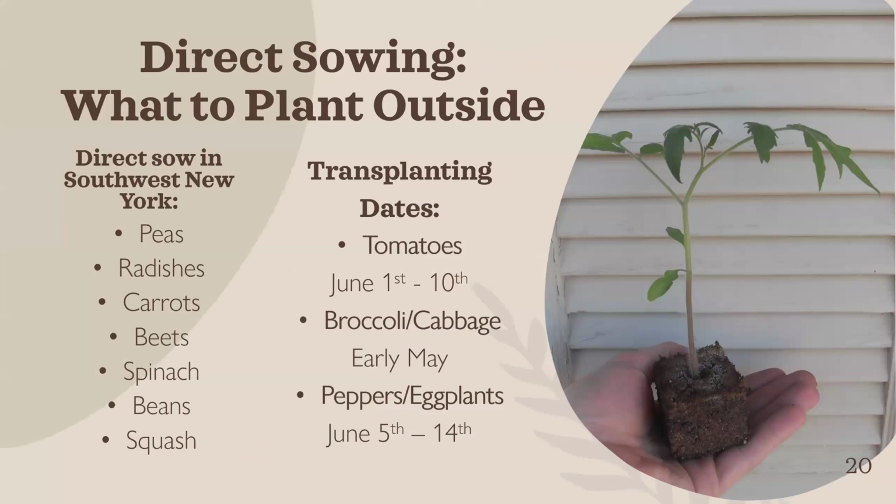And for some of those ones that we might want to start ahead and then transplant, they need to go outside within a certain time frame as well. And that's just based on when they're going to be able to thrive and support themselves. So things like tomatoes, those could start to get transplanted out around June 1st up through the 10th. Broccoli and cabbage can tolerate up and through early May. And then peppers and eggplants can go around June 5th through the middle of the month. And if you miss this time frame by a little bit, you can still absolutely get those plants outside whenever you need and just do what works for you, but this is just a rule of thumb generally.